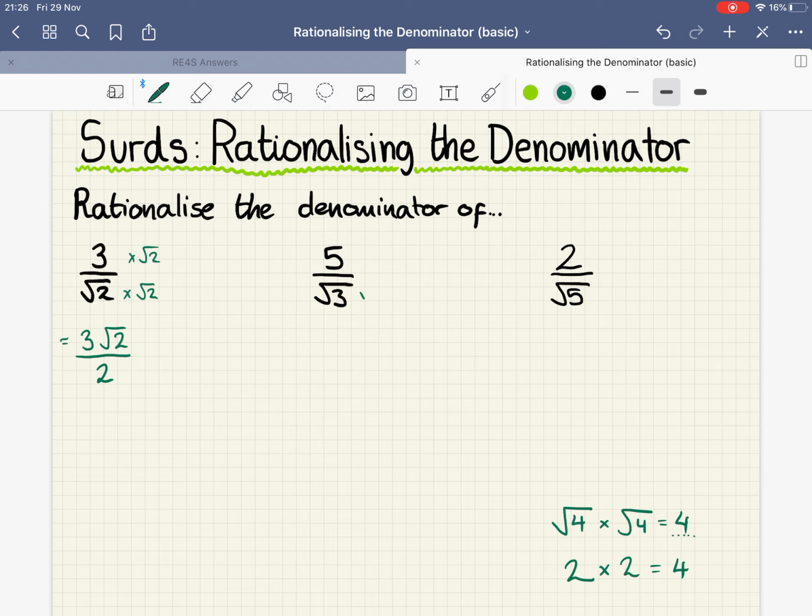Same idea on the next one. Multiply both the bottom and the top by root 3. So I've got 5 root 3 over 3. And this last one here, multiply the bottom and the top by root 5. So that's going to be 2 root 5 over 5.